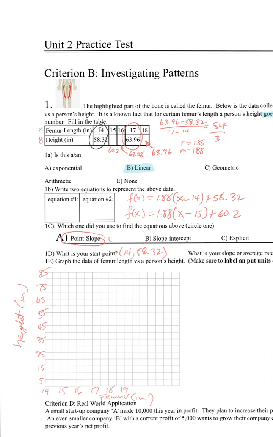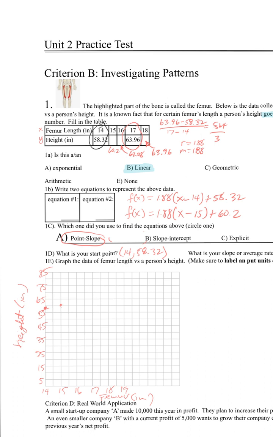So at 14, it's 58.32. So here we go, 55, 60, so 58.32 is about somewhere here. And then at 15, we have 60.2, so 15, 60.2, somewhere here.